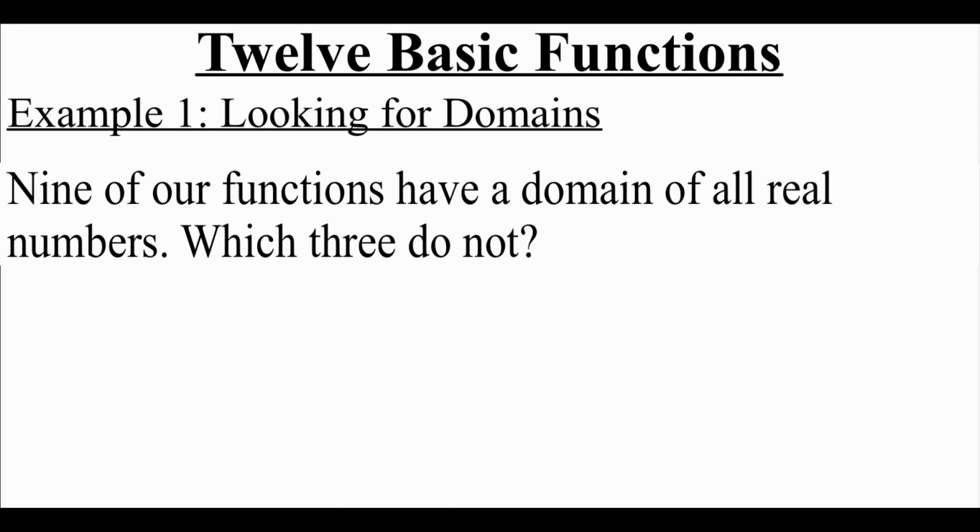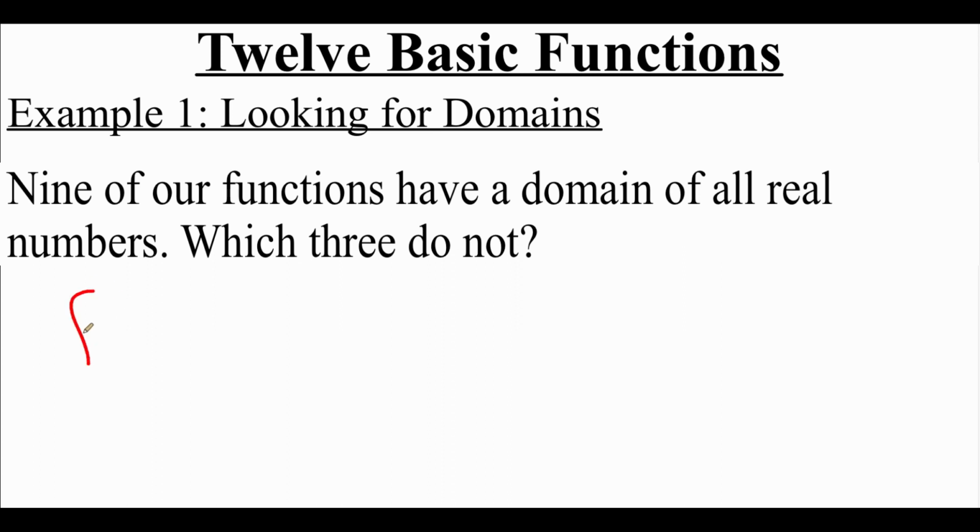Now, as we're thinking about those functions and as we're looking at our graphs, 9 of those functions had a domain of all real numbers, meaning that you could safely plug in any number for x that you want and you would always get back an answer. But 3 of them do not, and we want to identify which ones don't.